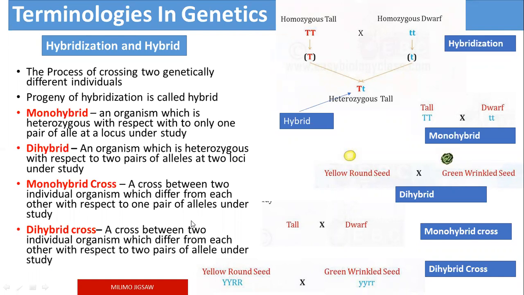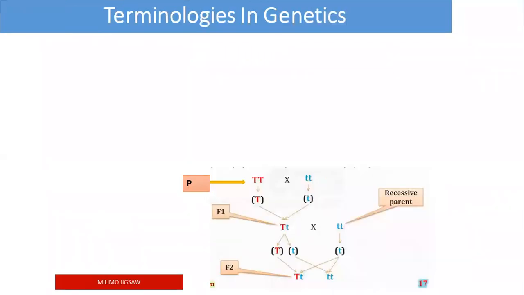So this is about hybridization and the hybrid. What more terminologies do we have? We have what is known as the P, the F1, and the F2 generations to look at. Okay, so we can just log out and log back in so that we can summarize from here.